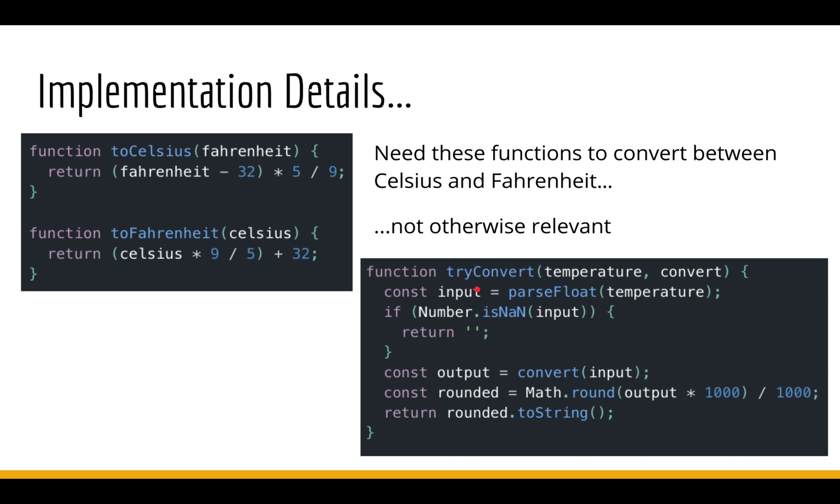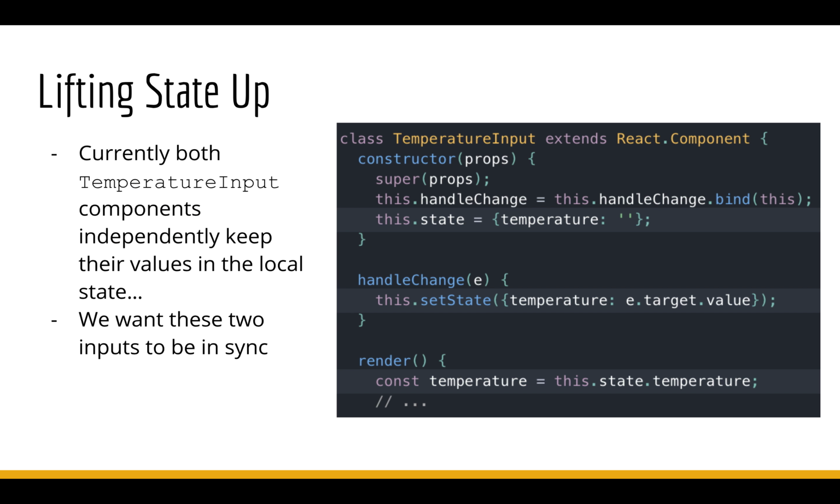I also want to take a quick second. I don't want to spend a lot of time on this, but just realize there's going to be some implementation-level details here that I'm going to be glossing over. Essentially, it's just some functions to calculate between Celsius and Fahrenheit. But I want to focus on the React stuff, not this tedious stuff. Okay, so back to our temperature input.